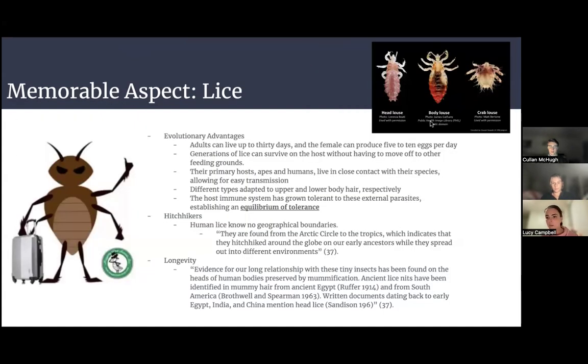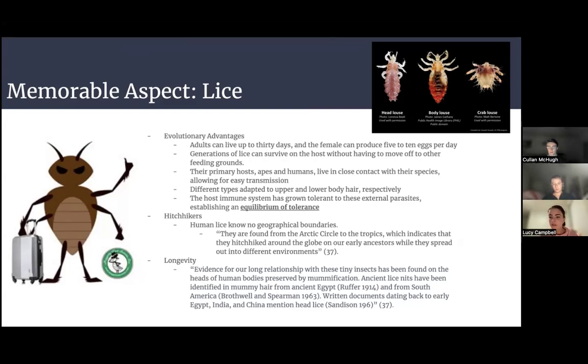So one case study we wanted to look at was lice. They have a lot of evolutionary advantages. Adults can live up to 30 days and females can produce 5 to 10 eggs per day. So they're reproducing very quickly and they can survive on a host without having to move around. That's why we see them a lot in places like middle schools or grammar schools, where kids come into contact with each other very frequently.